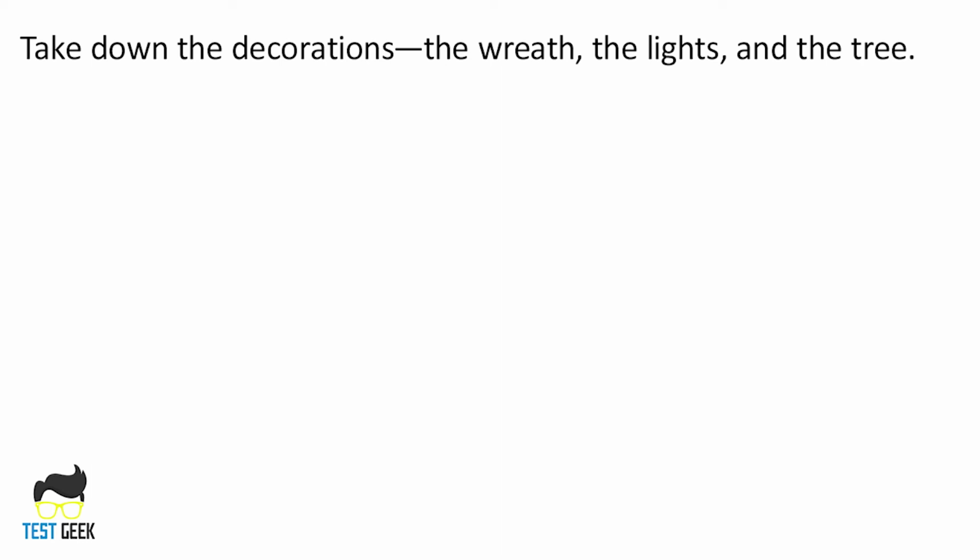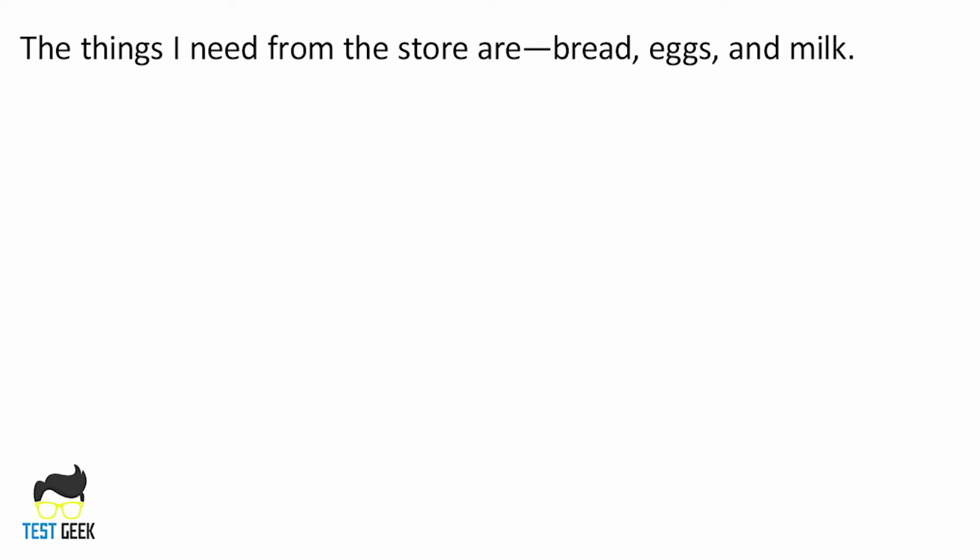Let's look at another example. "The things I need from the store are—bread, eggs, and milk." Okay, do we really need this dash here? Is it necessary? No. We could just take it out and say, "The things I need from the store are bread, eggs, and milk." So this is very, very similar, if not identical, to how we use colons. So go and watch the colons video if you're looking for a little bit more help here. But if we don't need the colon or the dash, we want to take it out. We don't want to just unnecessarily use punctuation.